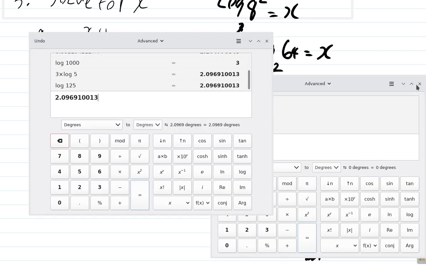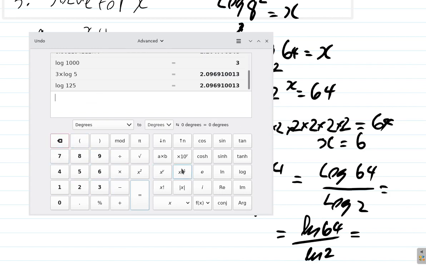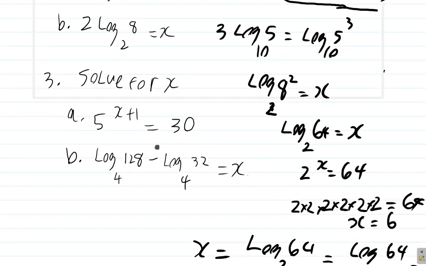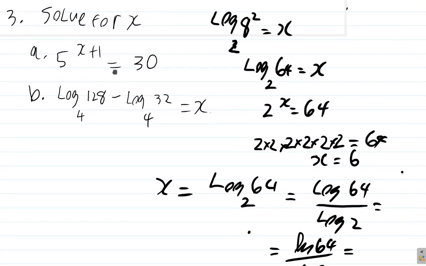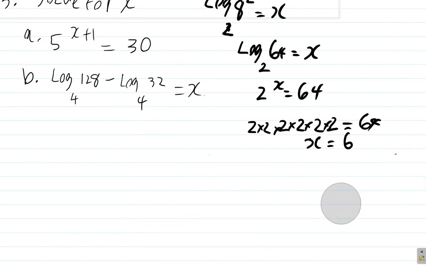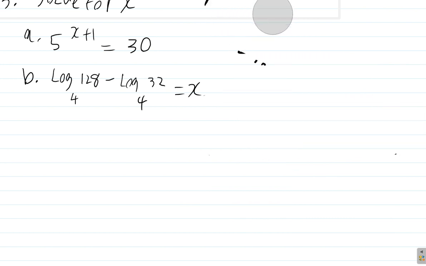Log 64 divided by log 2 equals, let's see, 6. Could also say ln 64 divided by ln 2 equals 6. Alright? So in our cases, you get 6 for the answer. So x is 6. You use whatever method you want to use, unless otherwise specified. So x is 6 in this case.